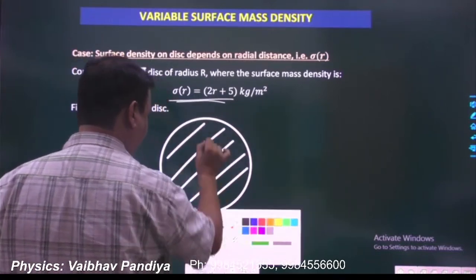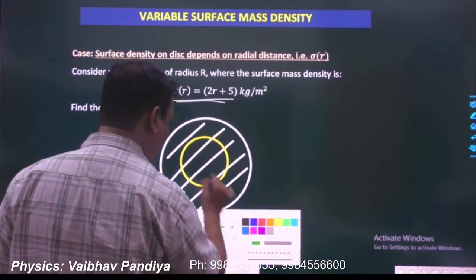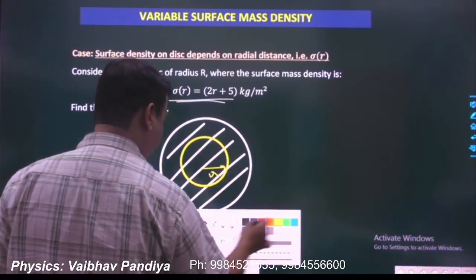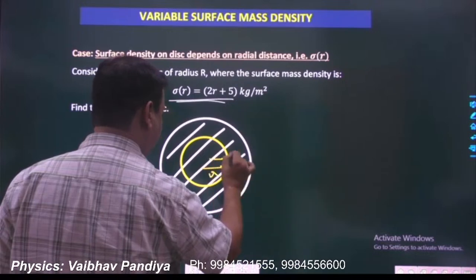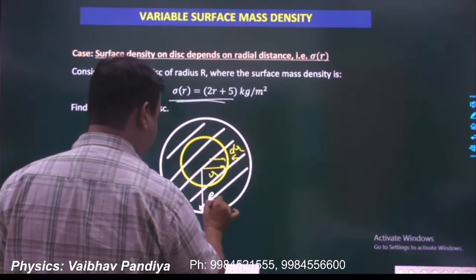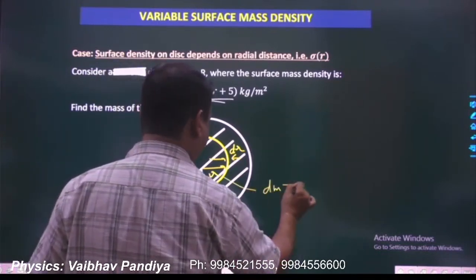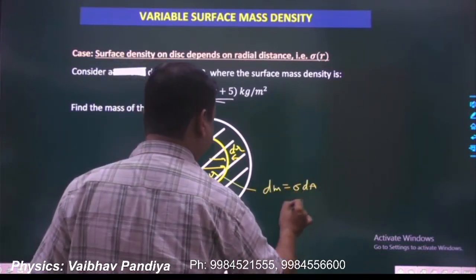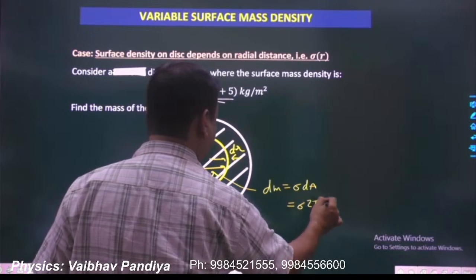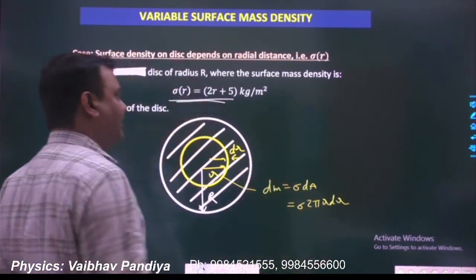So you'll make a strip, correct, of radius r, thickness dr, and this disk has a radius capital R. Now you can work out dm is equal to what? Sigma dA, and dA will be 2 pi r dr, and you will integrate as in the previous problem. So I'm leaving this as an exercise for you.